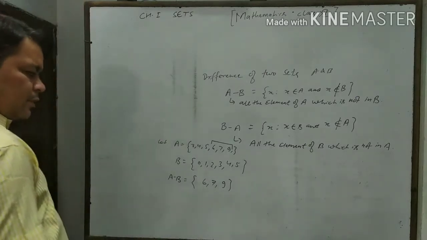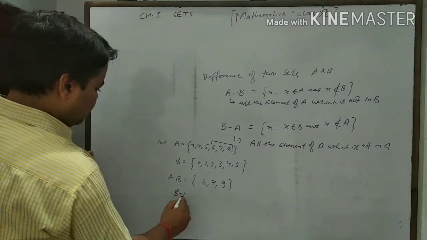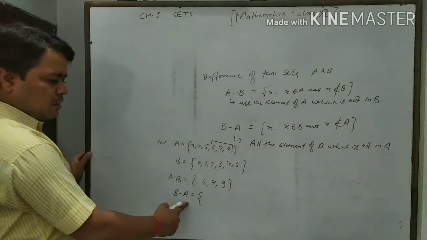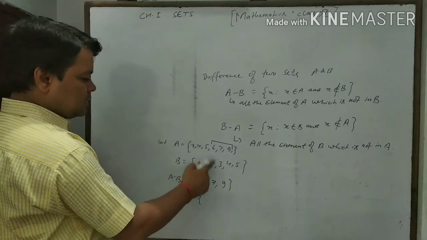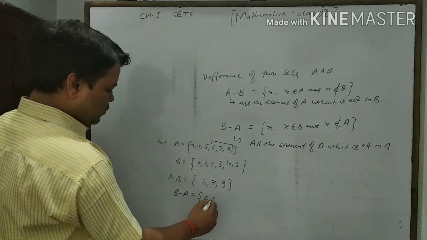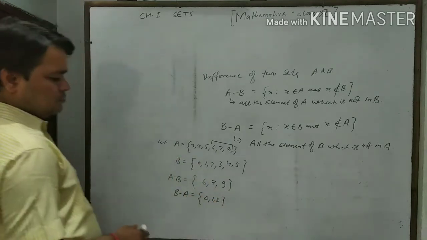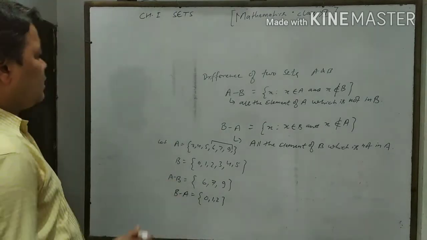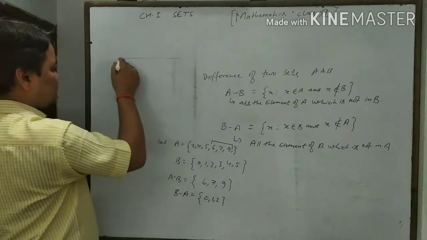And B minus A means x belongs to B but not in A. All the elements of B which are not in A, that is 0, 1 and 2. Now how will we represent A minus B and B minus A?